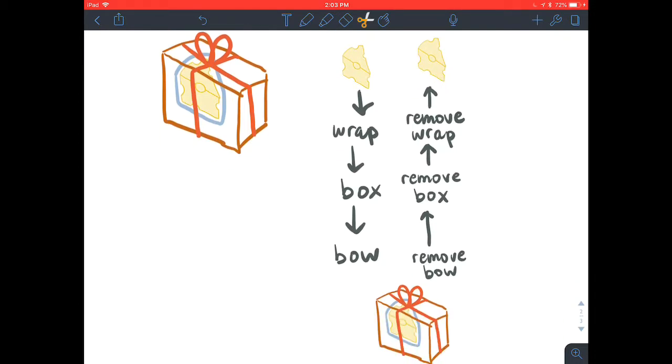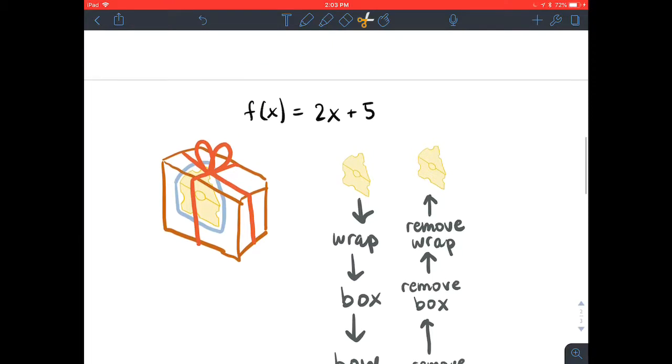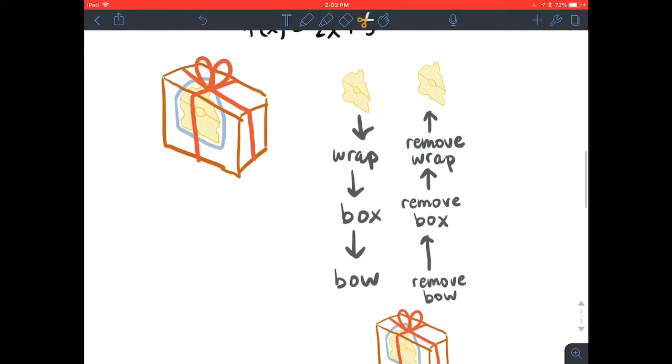So notice that in order to get back the original input, your friend had to undo each of your operations in the reverse order that you did them. You did first wrap the cheese, then place it in a box, and then place the bow on. Your friend had to remove the bow, then remove the box, then remove the wrap. So everything is happening in the reverse order. It's the same with numbers and functions. If you're trying to undo a series of operations, you need to undo them in the opposite order that they were done to the input.